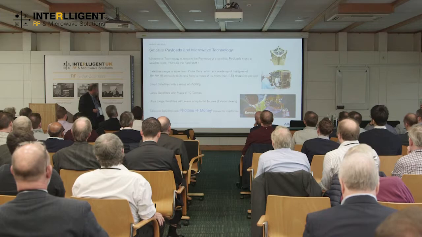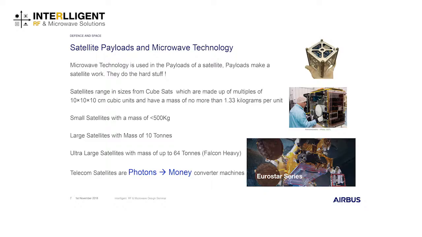In terms of what happens on the satellite, there are a number of different sorts of satellites, and it's the payloads that are the key part, and they do the hard stuff. Well, that's what we think anyway, because that's the bit we're involved with. But they range in sizes. There's a lot of interest in things called CubeSats, which is shown at the top left, and these are basically based on the 1U dimensioning. But then you move up in size to something less than 500 kilos, or to large satellites, which is what a large geostationary telecom satellite is, something up to towards 10 tons, or possibly ultra-large satellites, which you would be able to put up on something like a Falcon Heavy.